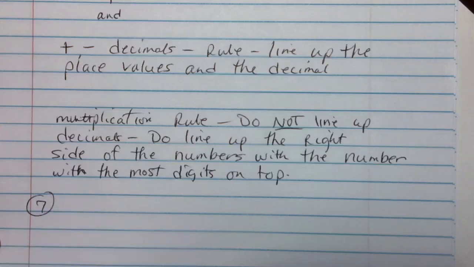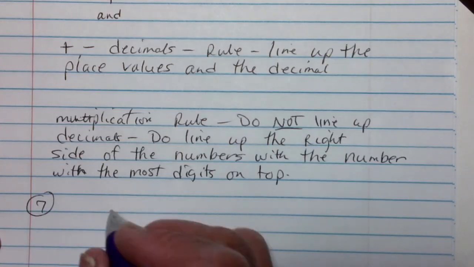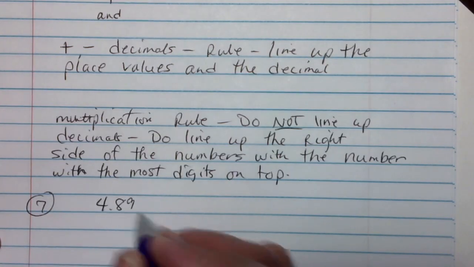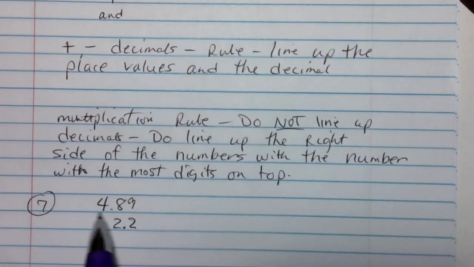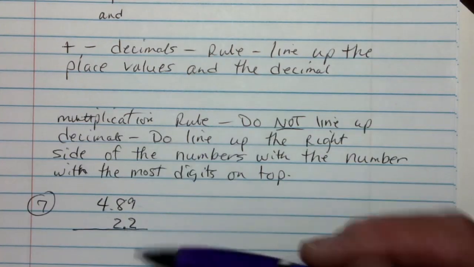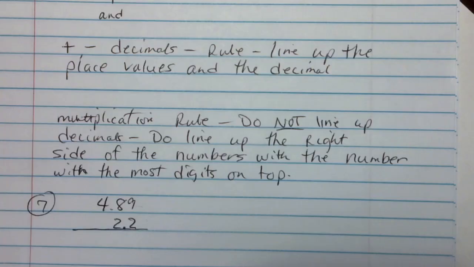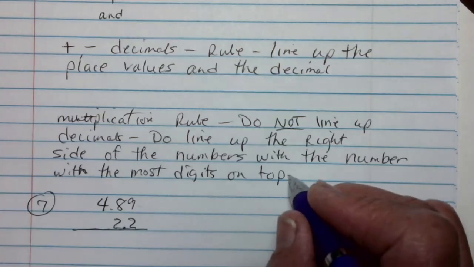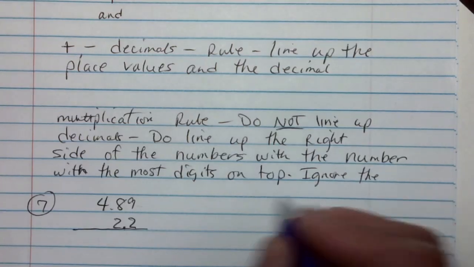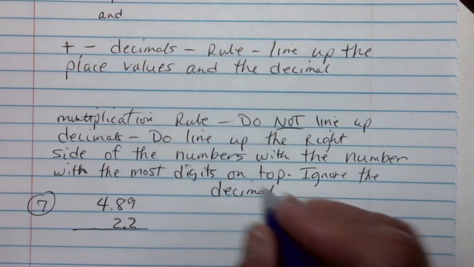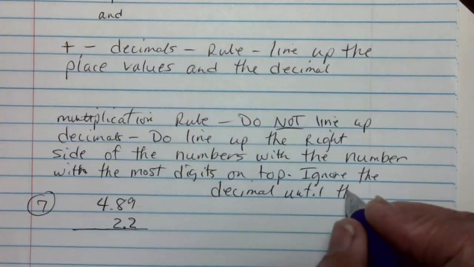I'm going to work number 7 right here. If we take 489 and multiply that by 2 2/10, this number has got more digits, so I'm going to put it on the top. This one's got fewer digits, I'm going to put it on the bottom. And I'm going to line up the right side, and I'm going to ignore the decimal point till the end. So up here on our rule, we're going to ignore the decimal until the very end.